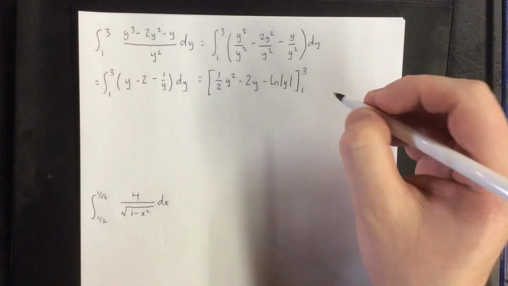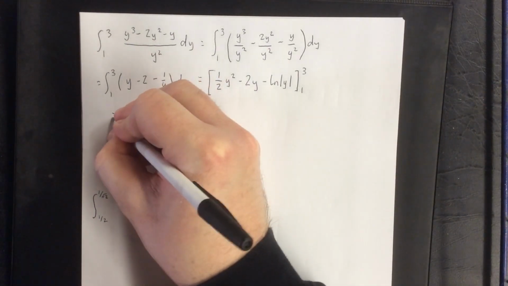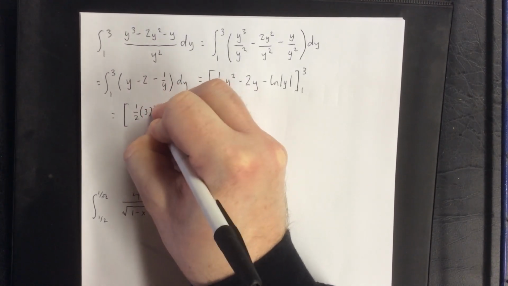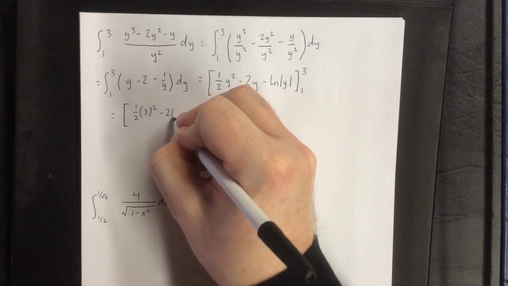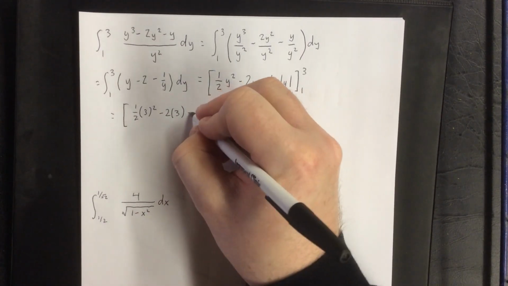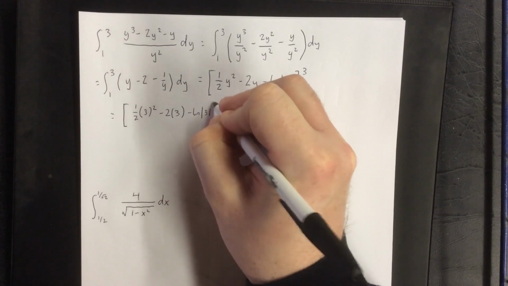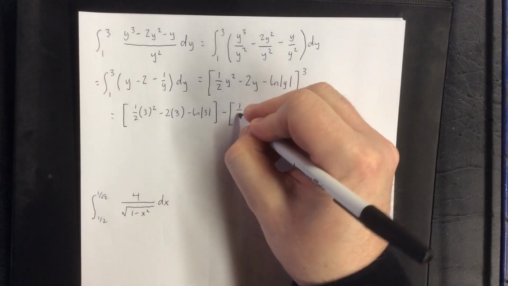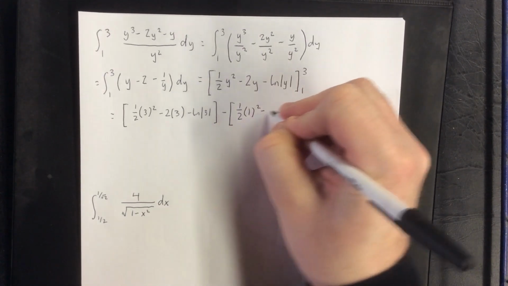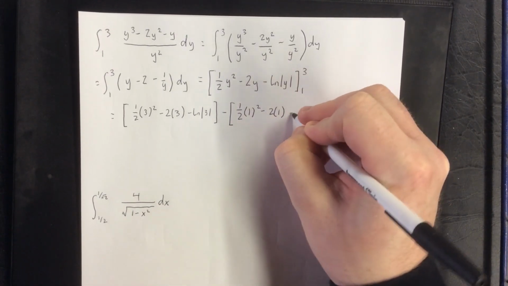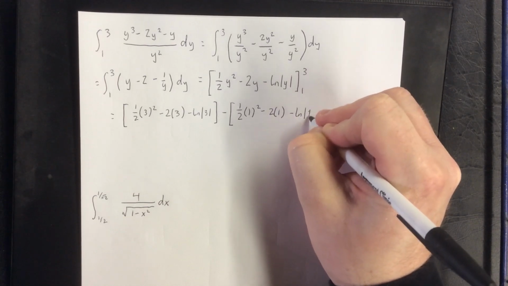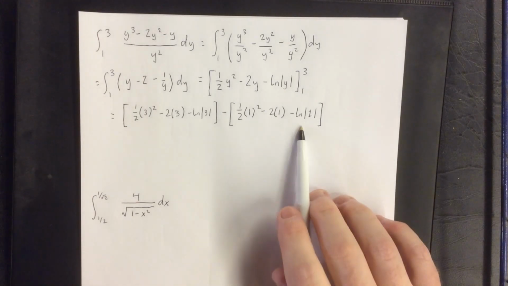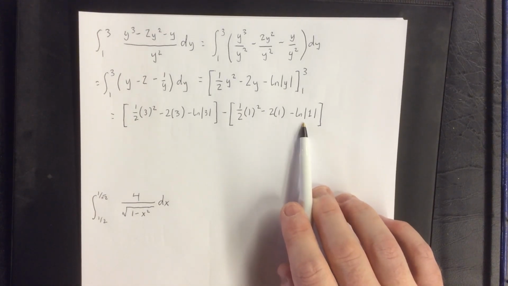Fantastic. So, plugging in our limits of integration, this is going to be 1/2 times 3 squared minus 2 times 3 minus the natural log of the absolute value of 3, minus, plugging in our lower bound of 1, 1/2 times 1 squared minus 2 times 1 minus the natural log of the absolute value of 1. So good news is the natural log of 1 will just be equal to 0.